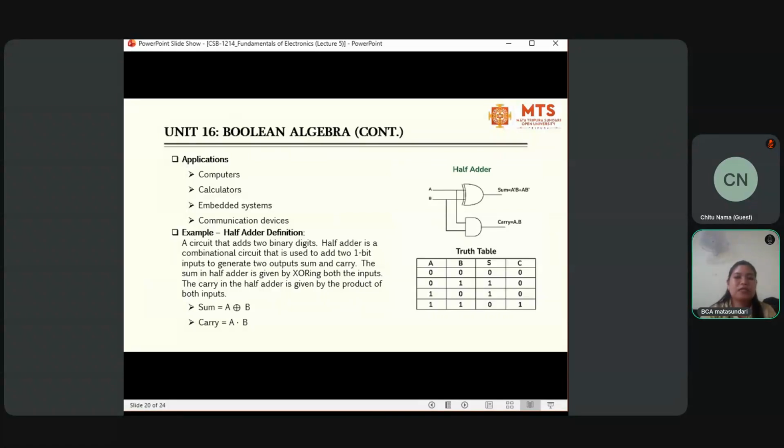A half adder is a combinational circuit that is used to add two 1-bit inputs to generate two outputs: sum and carry. The sum in the half adder is given by XORing both inputs. Here the XOR logic gate will be used. The carry in the half adder is given by the product of both inputs. So sum equals A XOR B, and carry is A dot B. Yeah, this is how it works.